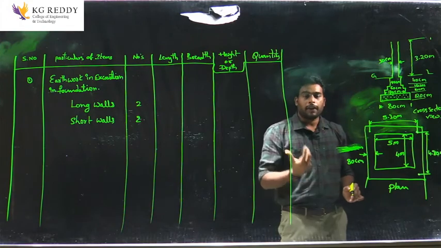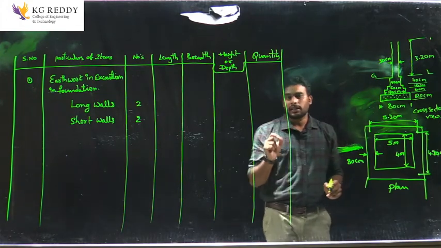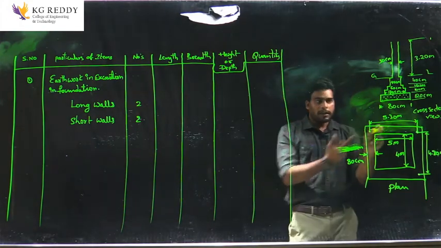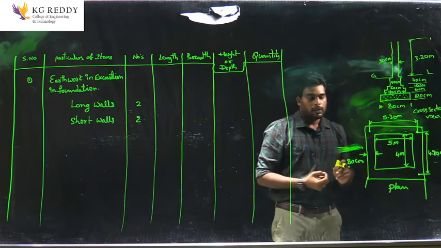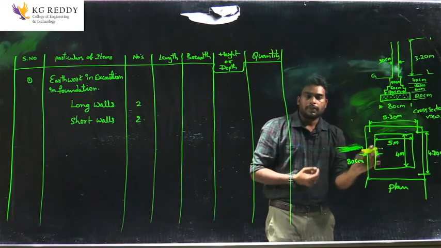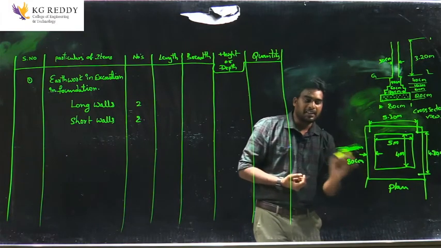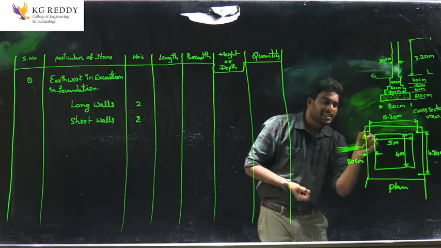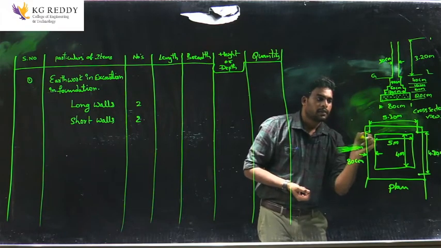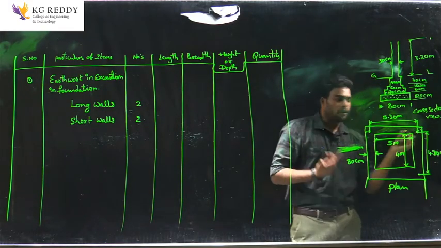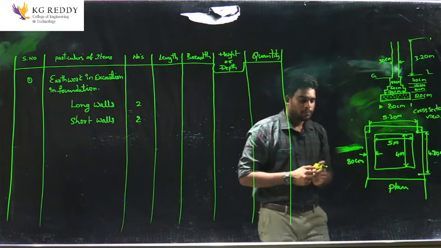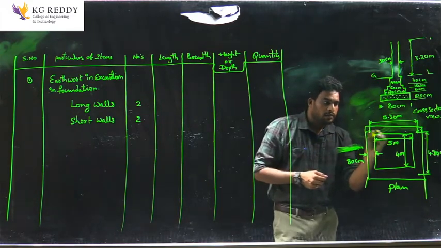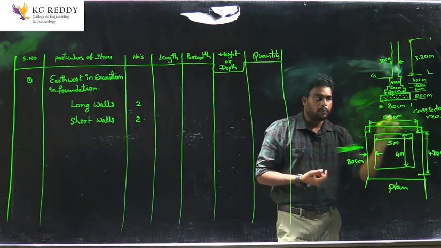So how will we find it? By taking the center to center length of the long wall. We already know that the center to center length is 5.3. So the total width of excavation is how much? 80 centimeters. So what is the remaining half here? How much? And here also the remaining half. So the total width of the excavation is 80 centimeters. From this center to this center, we know it is 5.3.